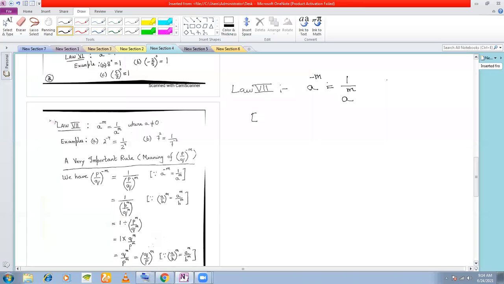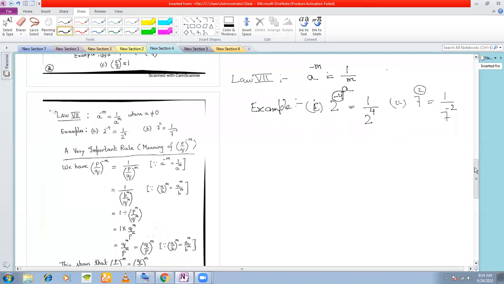Okay, example, suppose I have 2 to the power of minus 4. If I want to make this power positive, I take 2 to the denominator and raise it to the positive power. Second, 7 square. This is already a positive power. If I want to make this power negative, what I do is I take 7 to the denominator and raise it to the same negative power. Okay, this is how you work this out.